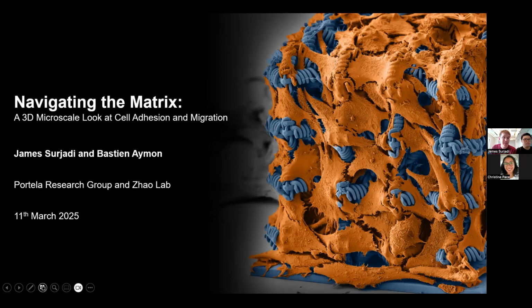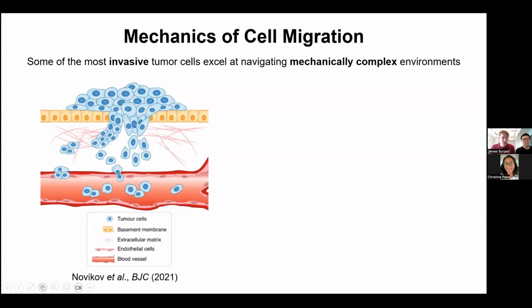And today we're very excited to say a few words about our work and how we designed fully tunable 3D microscale cell scaffolds. Tumor cells and others have to migrate through mechanically diverse environments during metastasis, from stiff to soft, from porous to confined, from stable to dynamic, and so on. In particular, some of the most aggressive cancers can migrate through various tissues with ease.